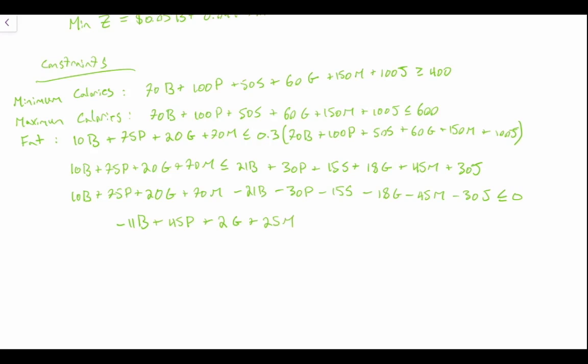And we notice that we do not have a term here for either s or j. So what we have then is minus 15s minus 30j, greater than or equal to 0. So this is our constraint for the amount of fat in our diet.